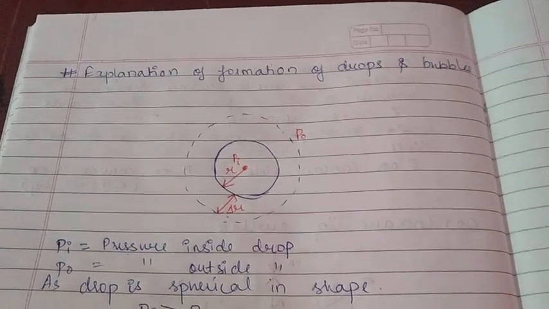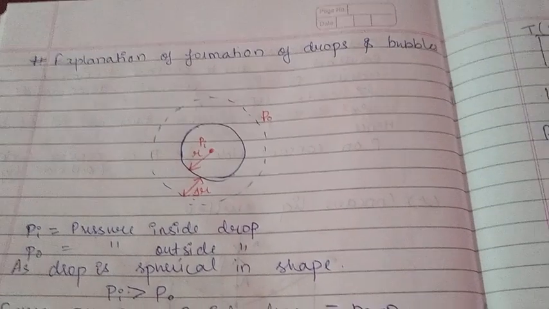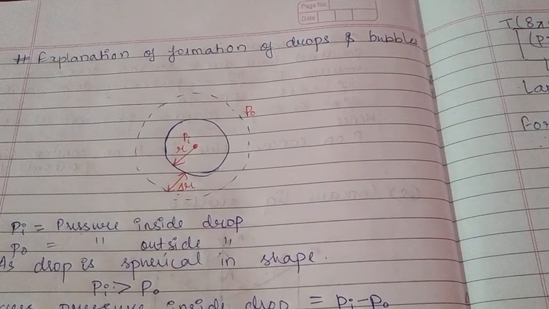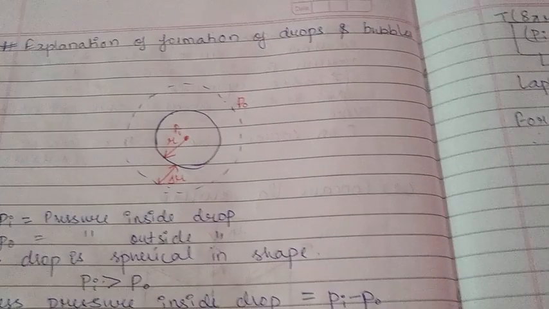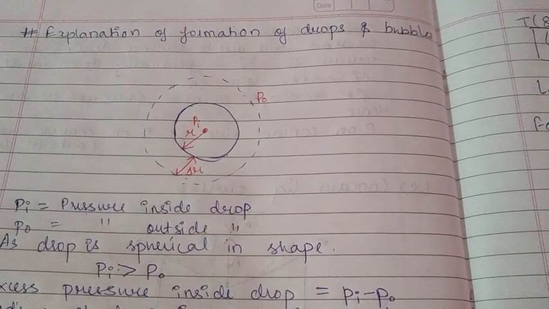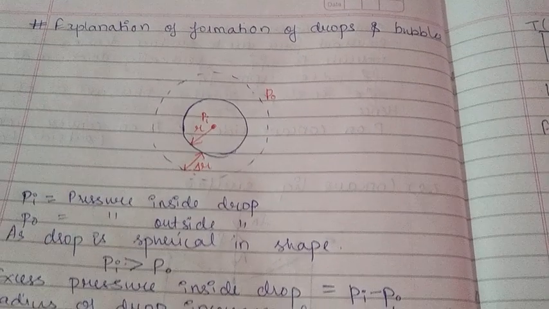Hello students, in this lecture we'll see the explanation of formation of drops and bubbles. Basically, liquid drops and small bubbles are spherical in shape, and the reason behind this is that the forces due to surface tension dominate the gravitational force. These forces always try to minimize the surface area of the liquid.